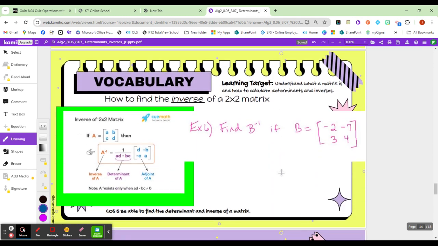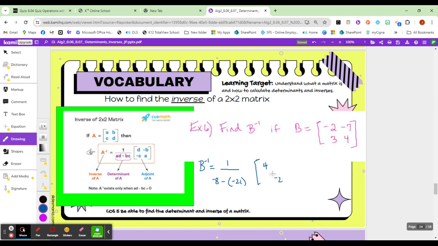All right, got another one here, finding the inverse of matrix B. So the inverse of B is going to be 1 over negative 2 times 4 is negative 8. Follow the formula, subtract 3 times negative 7 is negative 21. We're going to take the A and the D and swap places. So 4 will come to the top left. Negative 2 will go to the bottom right. Those signs don't change. We're just swapping the locations of the terms.